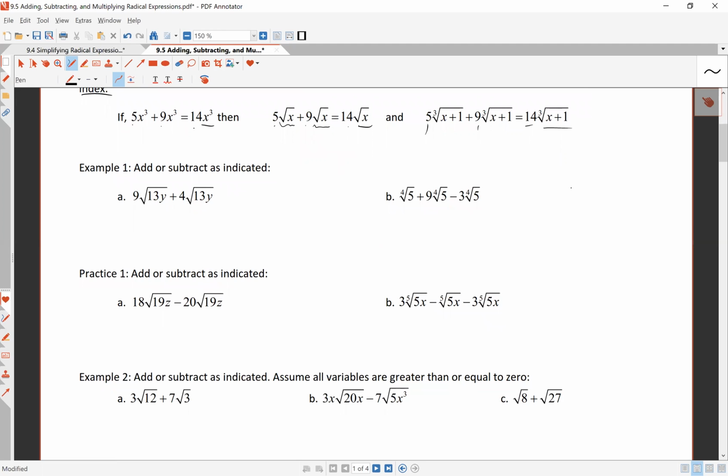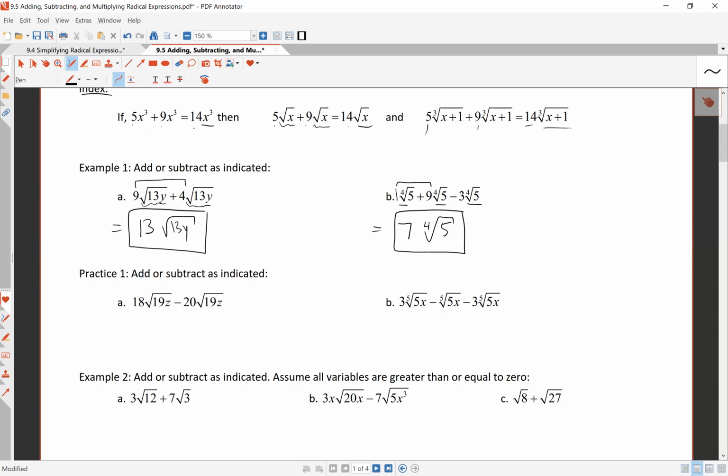So if your radicand and the index are exactly the same, square root of 13y, we add the coefficients 9 plus 4, which is 13, square root of 13y. If they all have a 4th root of 5 on them, then they're like radicals. There's a 1 plus 9, which is 10, minus 3, which is 7 of those 4th root of 5.